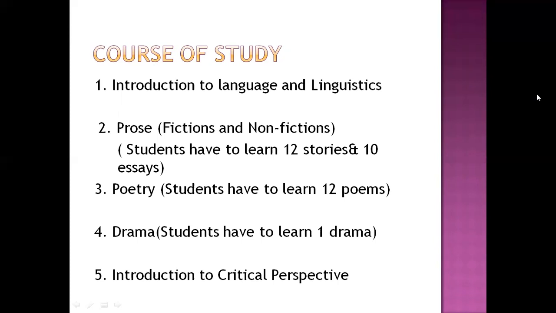And then the next one is prose, that is a literary genre from the literary text. Under prose, there are fictions and non-fictions. Under this topic, students have to learn 12 stories and 10 essays. Then the next one is poetry. Here students have to learn 12 poems. Poems that begin with King Lear and his three daughters, and the three knights, Menning Wall, No Second Troy, She Dwelled Among the Untrodden Ways by William Wordsworth. Very interesting poems are there in poetry.